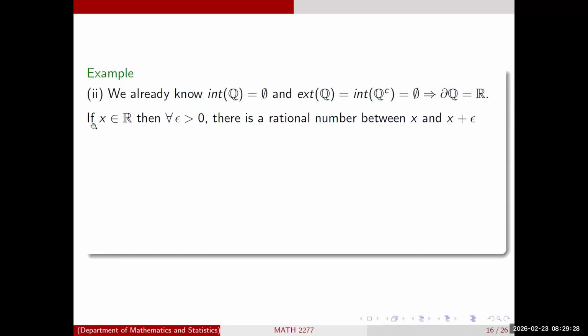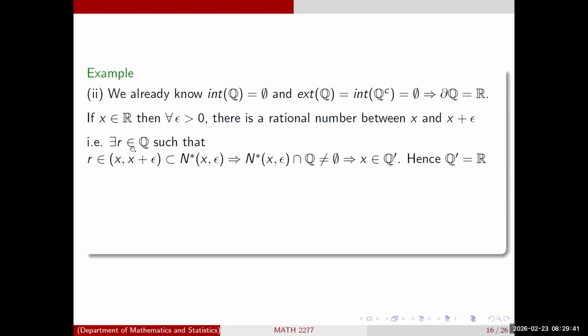If x is a real number, then for any radius epsilon, there is a rational number between x and x plus epsilon. We know that. That is, there exists a rational number r such that this rational number is between x and x plus epsilon, so it's in this open interval. And of course, this open interval is contained in this deleted neighborhood, right? Because the deleted neighborhood is this, union (x - epsilon, x).